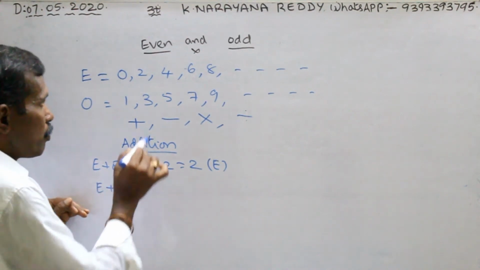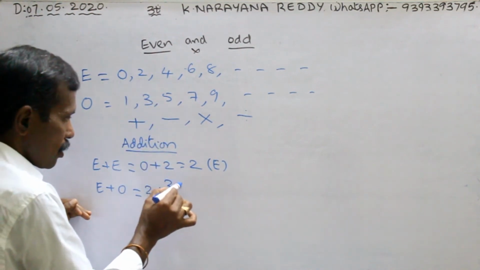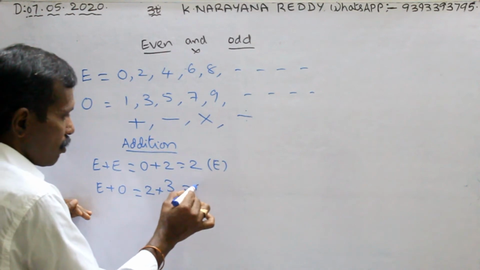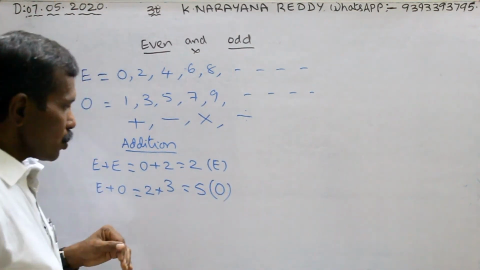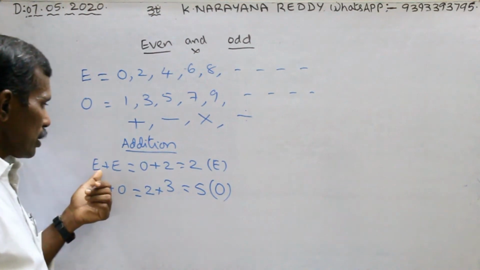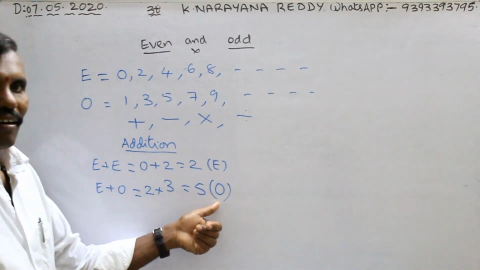Even plus odd means, suppose 2 as even plus odd, suppose 3. What are you getting? 5. Is 5 even or odd? Odd. So what happened? Even plus even equals even. Even plus odd equals odd.